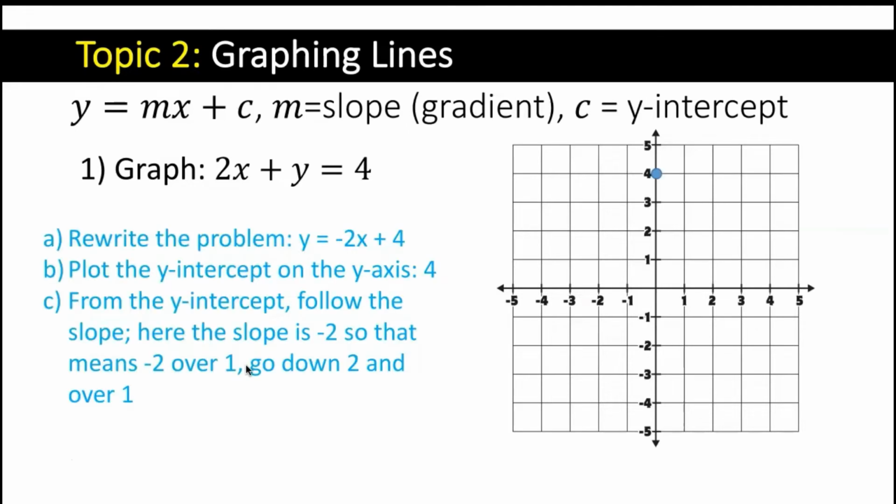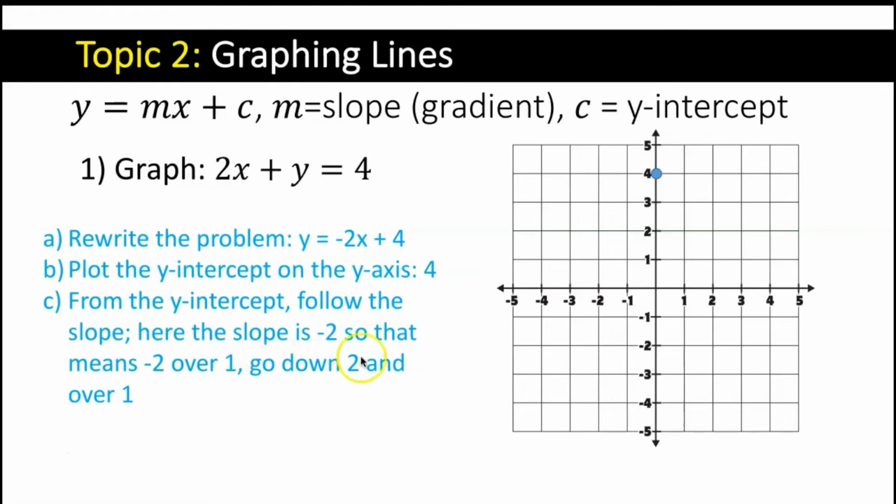So the first thing we want to do is rewrite the problem. Let's go ahead and solve for y. Let's get the y by itself. So I'm going to get y equals negative 2x plus 4. Once you've isolated the y, then here I can tell the gradient, the slope, is negative 2, and the y-intercept is 4.